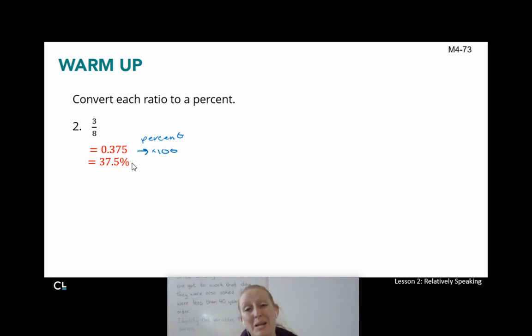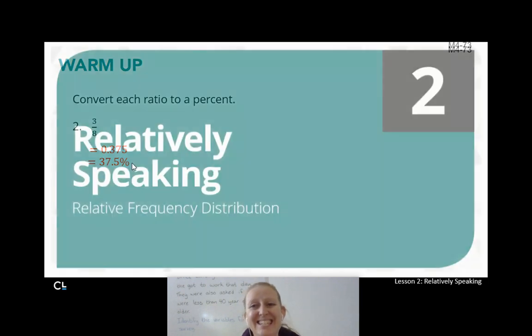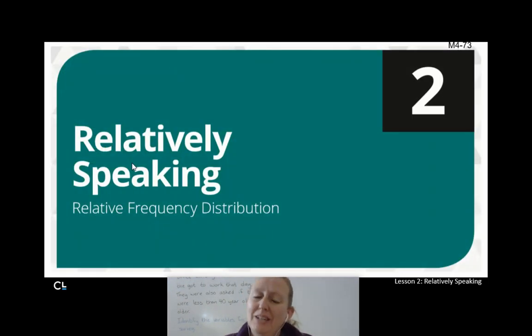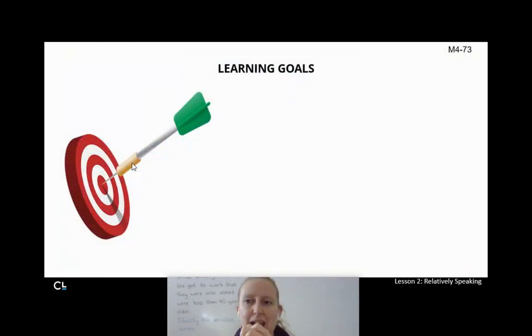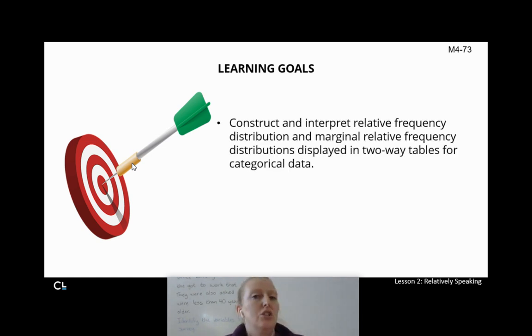Now, there's a reason why I made you do this. Of course there is. Today, we're going to be talking about relative frequency distributions. All right? Taking it a little further. We've done frequency distributions. We did marginal frequency distributions where we added up all of our bits. Now we're going to talk about a relative frequency distribution. Today and tomorrow, that's what we're going to be taking a look at. So our goals for the next 2 days here, we're going to construct and interpret relative frequency distribution and marginal relative frequency distributions, again displayed in two-way tables for categorical data.